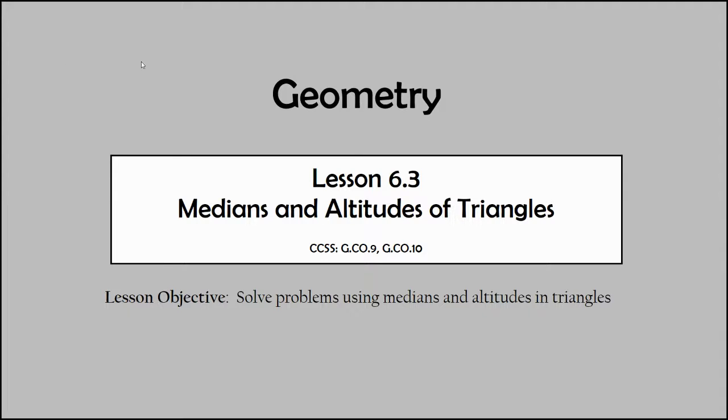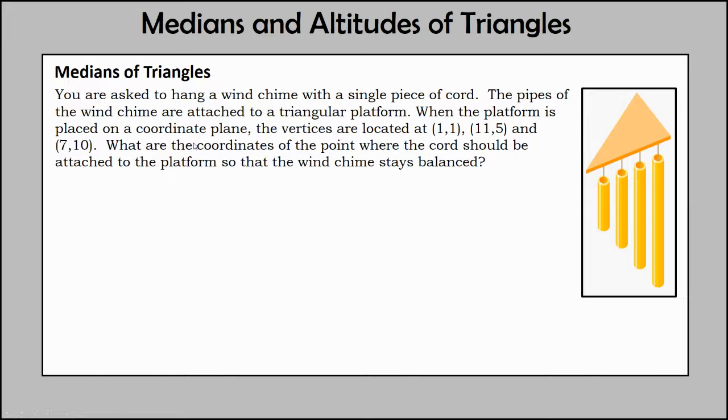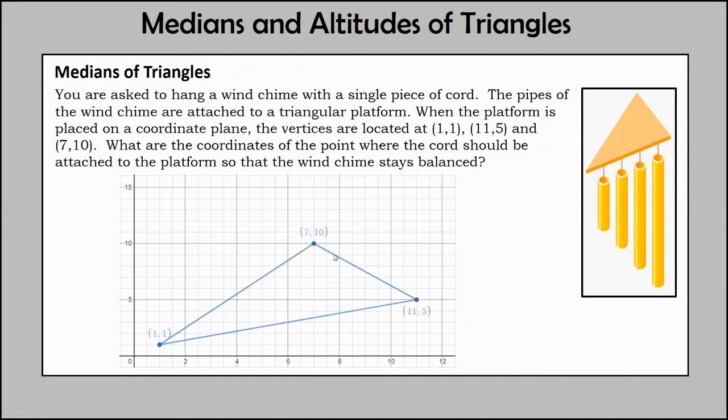All right, so we got definitions for both. They both have their applications. We're going to do more with medians. All right, so today's opener is this. Let's say that you were asked to hang these chimes from the ceiling from this piece of triangular wood. You can attach one cord to it. So where would you place the cord?